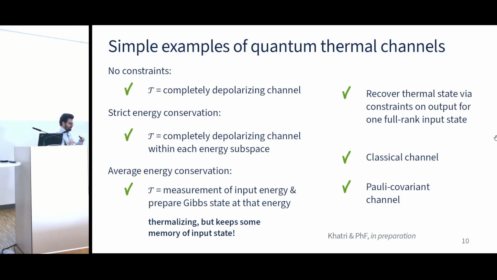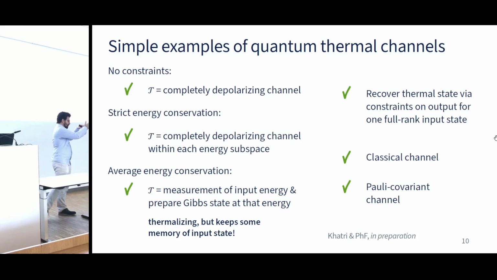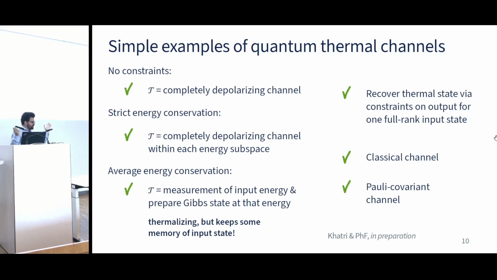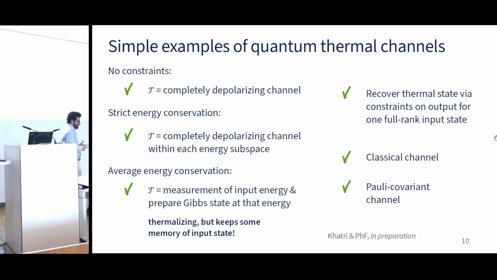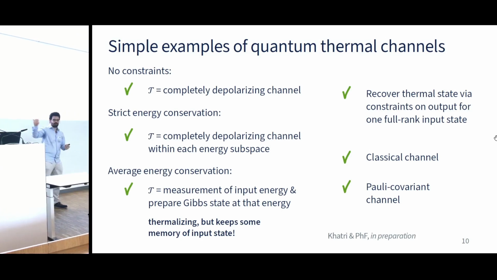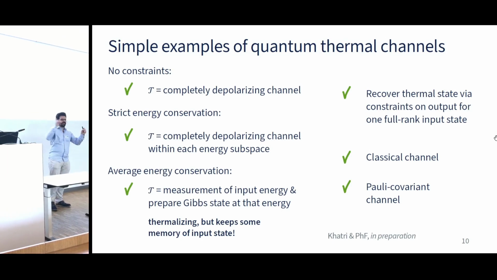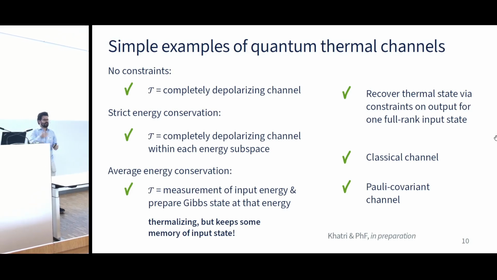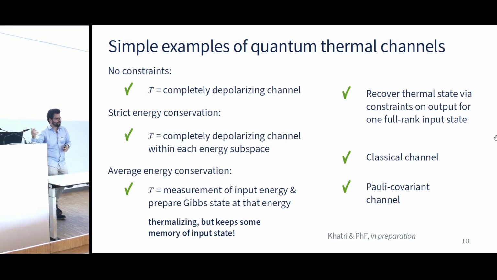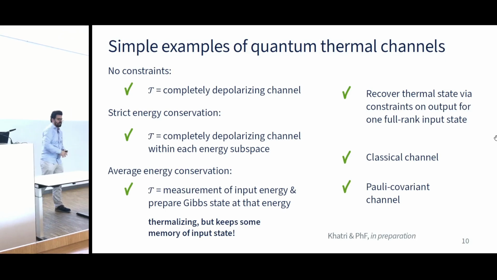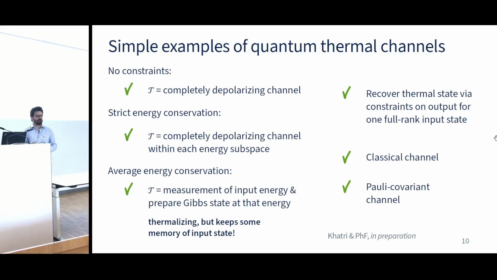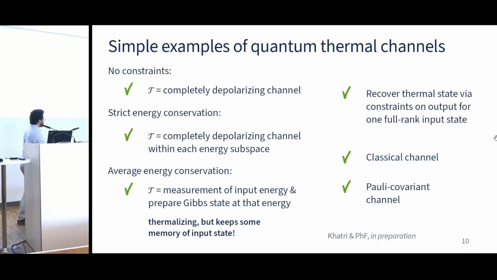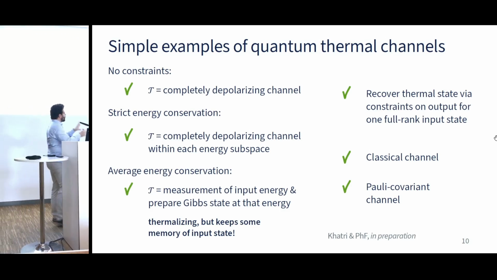If I require that the trace of N of rho times the Hamiltonian on the output is equal to the trace of rho times the Hamiltonian on the input, that's also a set of linear constraints that I can impose for all input states rho. In that case, what I find is a channel that measures the input energy and prepares the Gibbs state associated with that energy that was just measured. That's an interesting example of a channel that actually preserves some information about the input state. It's no longer something that just destroys its input and prepares something at the output. It really preserves some memory of the input state, but it's still thermalizing because it prepares Gibbs states. And then you can do some sanity checks. You recover the Gibbs state if you constrain only the output.